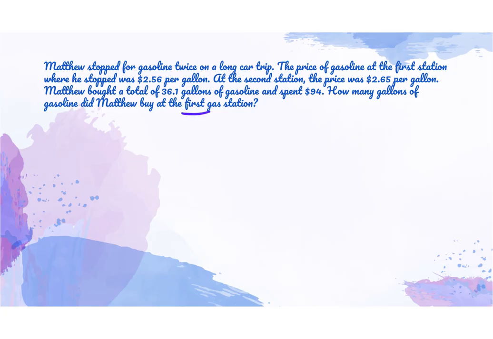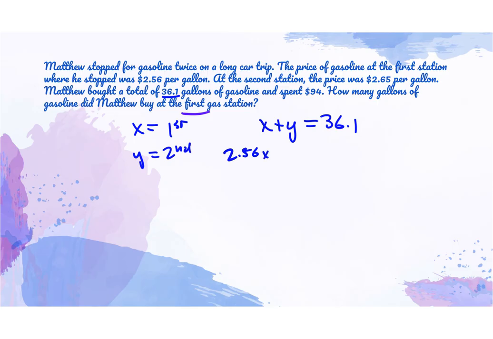Okay, so there are two equations in here. We'll call x the first gas station and y the second gas station. The total is 36.1 gallons, so x plus y equals 36.1. The other one is the cost: $2.56 for the first station, then $2.65 for the second station, and all in all you spent $94.